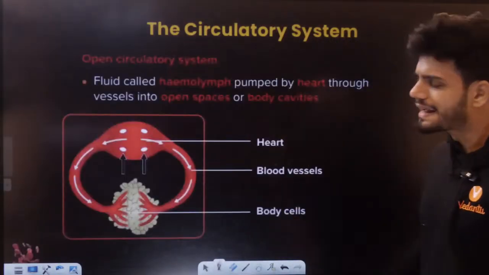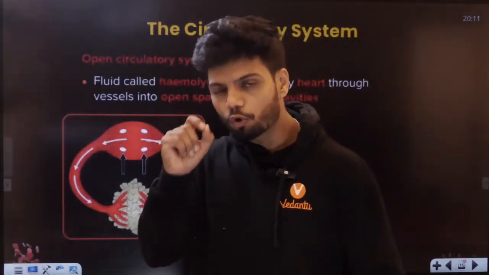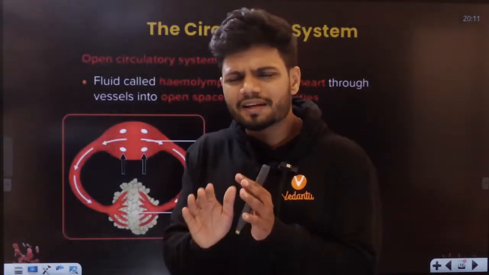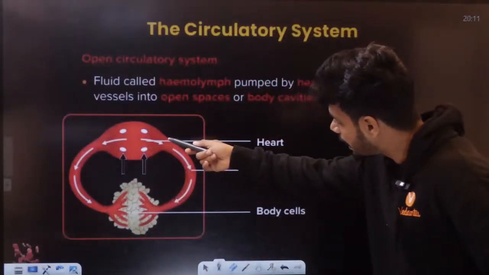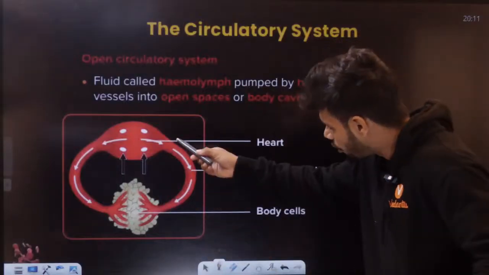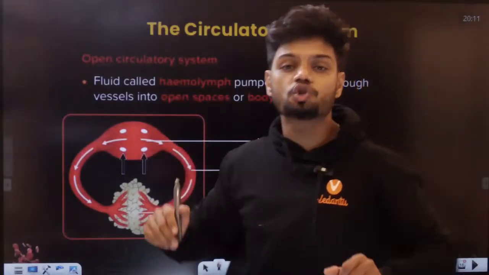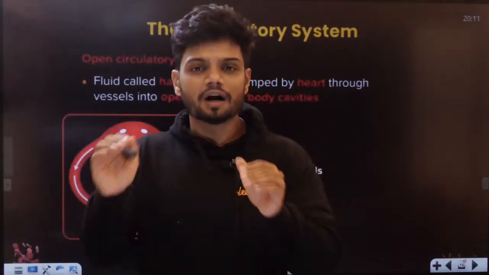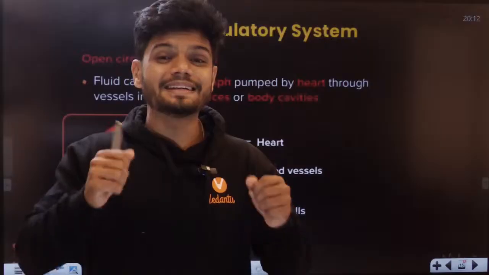Now, what exactly happens in the case of open system, students? In the case of open circulatory system, there are no capillaries here. You can see the heart is pumping the fluid, the blood, and all of this blood is completely released in the tissues. All the organs here are completely drenched.